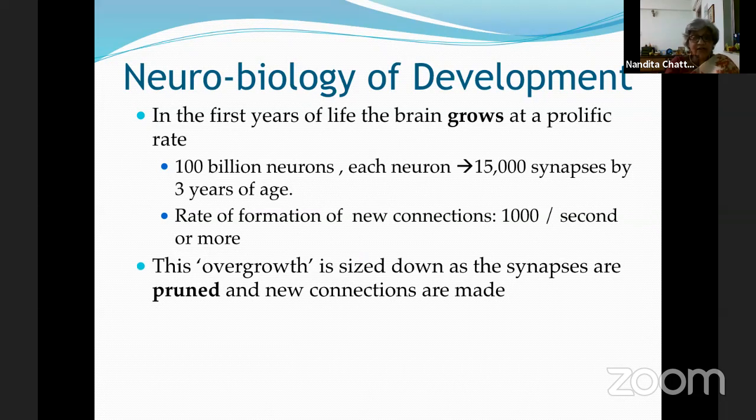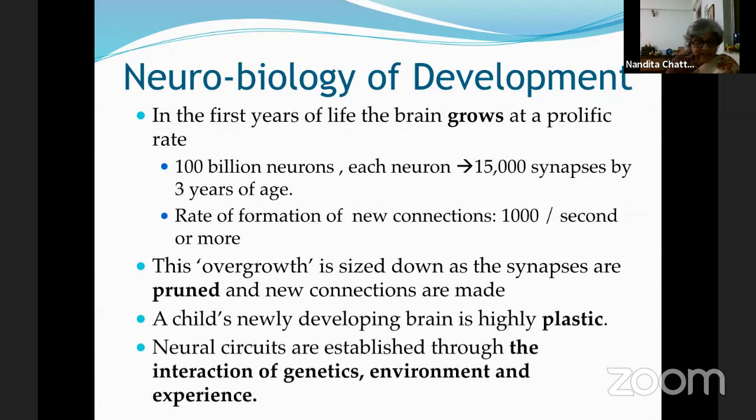So it's going very fast and very rapidly growing, which leads to an overgrowth. Now, if this overgrowth continues, the brain would be growing and growing and it would burst. That is not what happens. So this overgrowth is then sized down as the synapses are pruned. Just like in a garden, if you let a plant grow, it may grow wild and look terrible. But what does a gardener do? Next slide, please. The gardener snaps some of the parts of these branches to give the tree a good shape. That is pruning. The same thing happens to the brain.